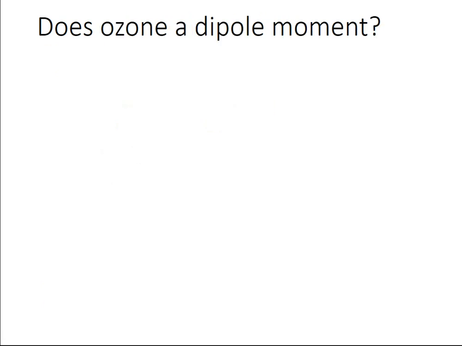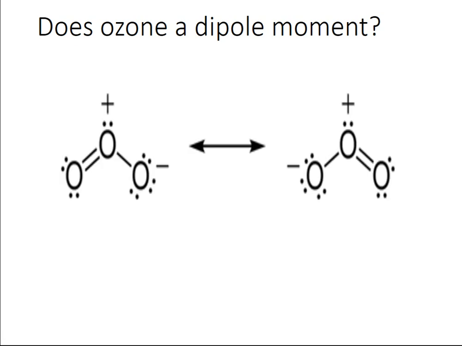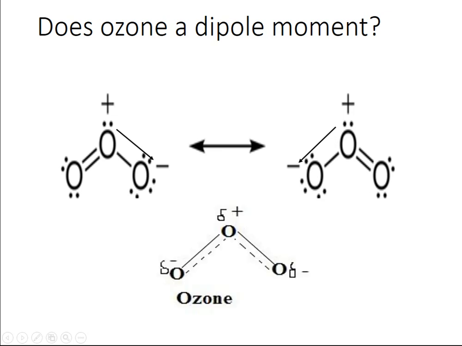Now let's look at ozone. That's the ozone molecule. Does this have a dipole moment? Yes, because the dipole moves from the positive here to the negative, positive to the negative. So this is how the ozone will be. This part will be negative, this part will be positive. The dipole points down here. So ozone has a dipole moment.